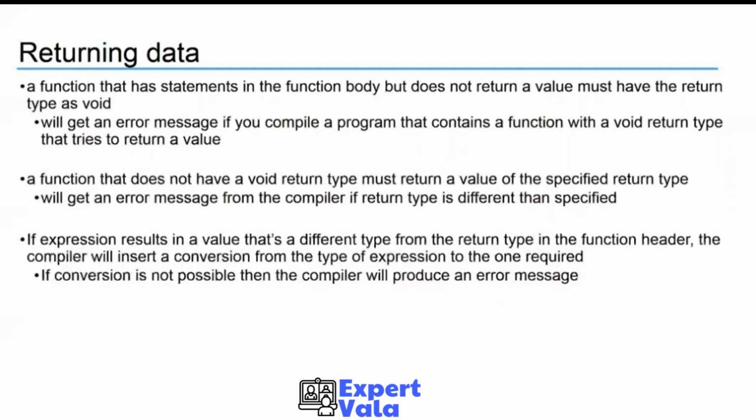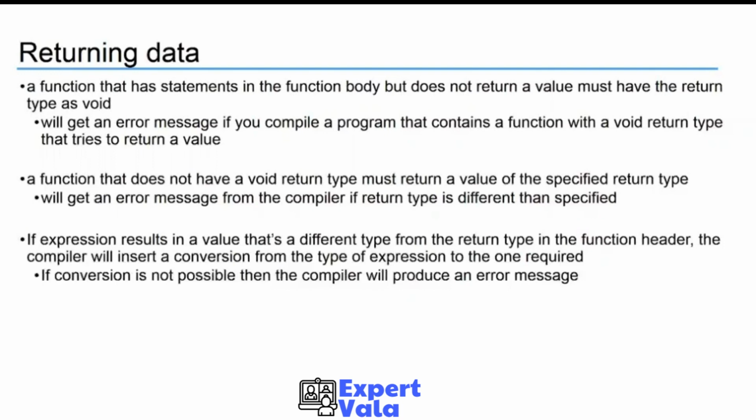If the expression results in a value that's a different type than the return type in the function header, C will try to convert it. The compiler will try to convert it if it can. So, for example, if you are returning a float and your expression is i plus x with two ints, it's going to just convert it to a float. If you are returning an int and you have an expression that's doing a float calculation, it will convert it to an int. You are going to lose data in that case, but it will do the conversion.